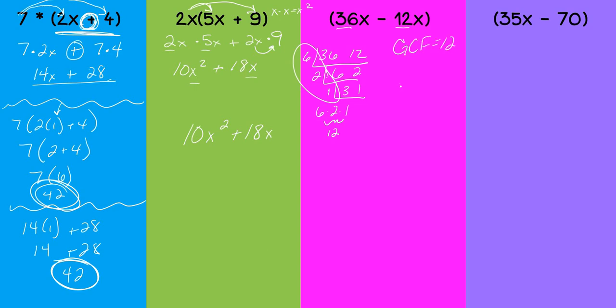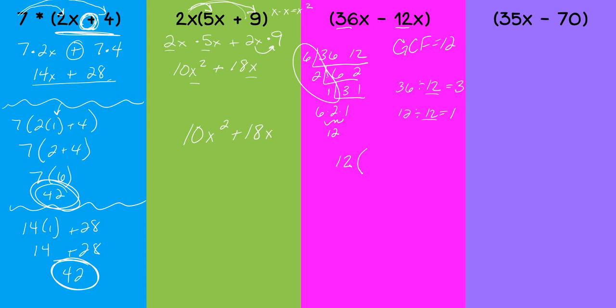So what I'm going to do is take 36 and divide it by 12, and that gives me 3. And then 12 divided by 12 gives me 1. So when I divide out that 12, it's going to come outside of the parentheses. Here I multiplied and I shared that 2x and that 7. Now it's basically like I'm unsharing it. I'm undistributing it, but we call that factoring.